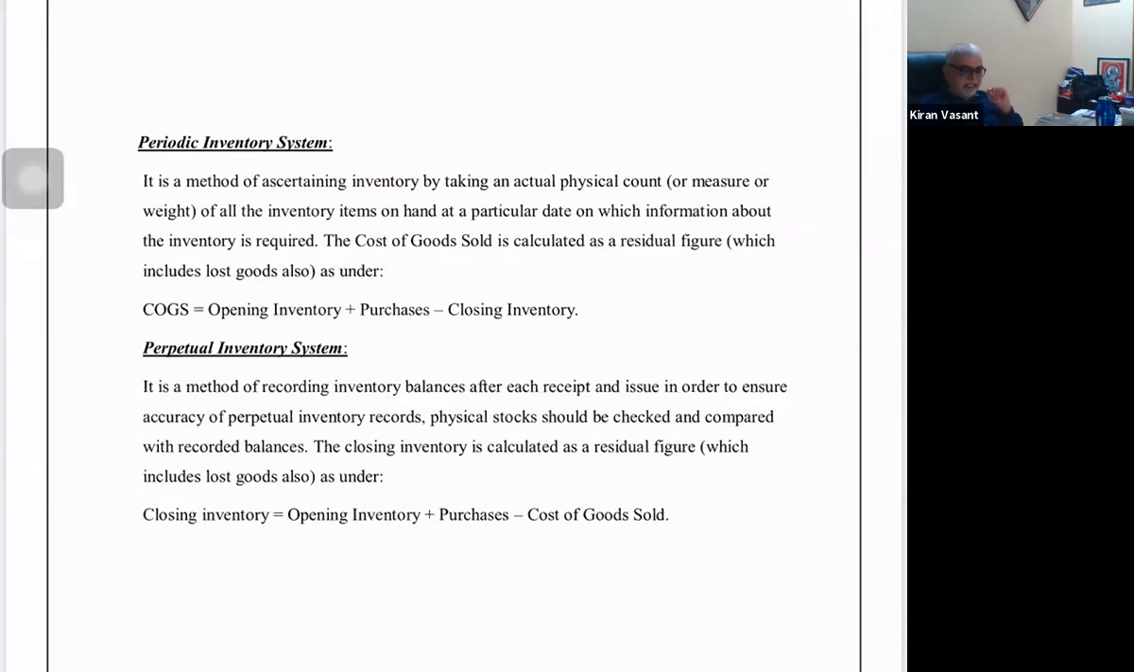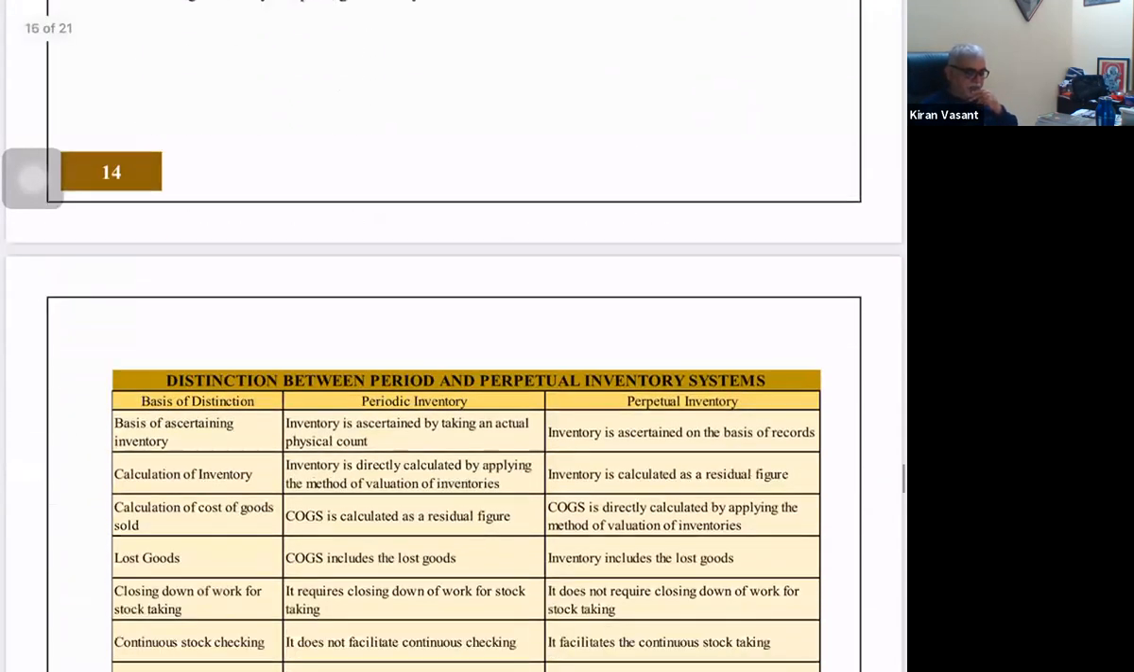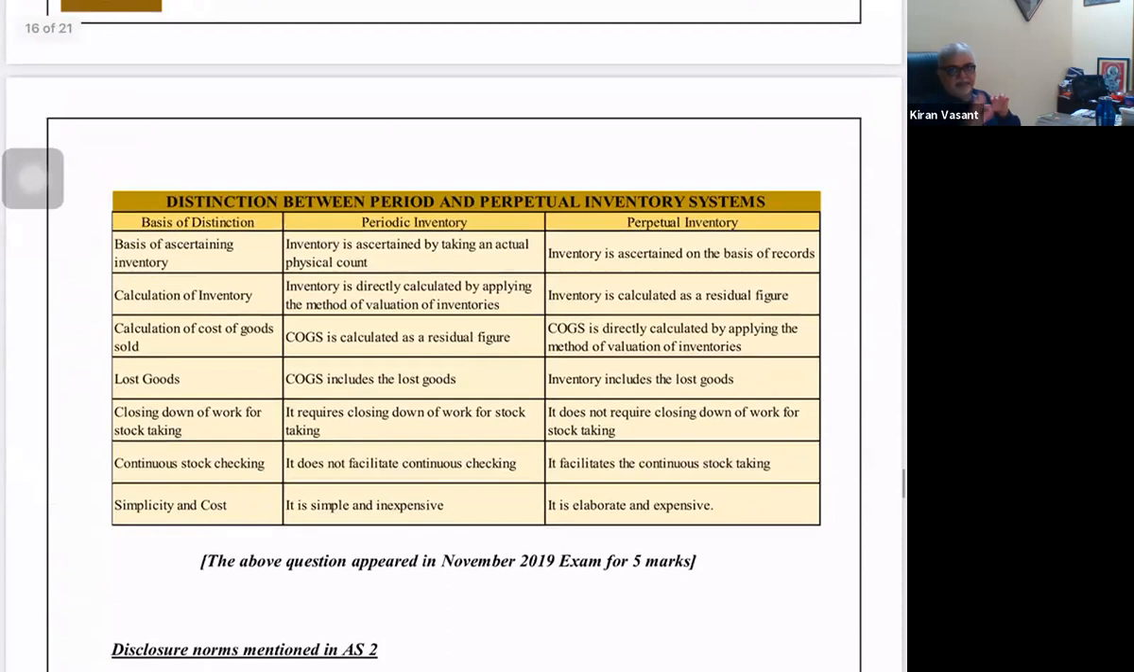There was one question which came for the examination in November 19. There is a difference between periodic system and perpetual system. I put that up there. It is there in your material also, which is an important question.